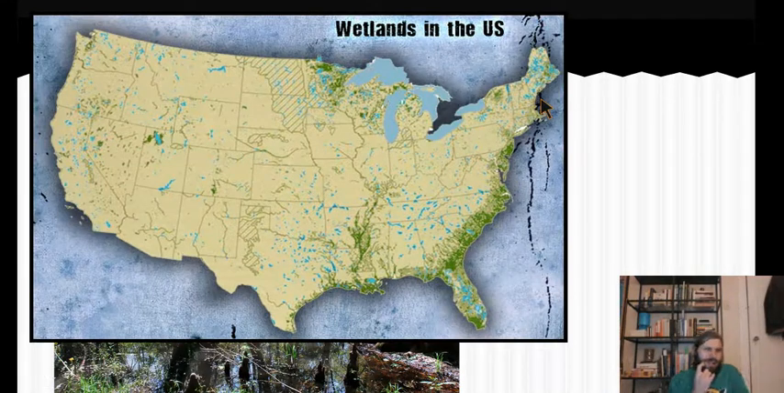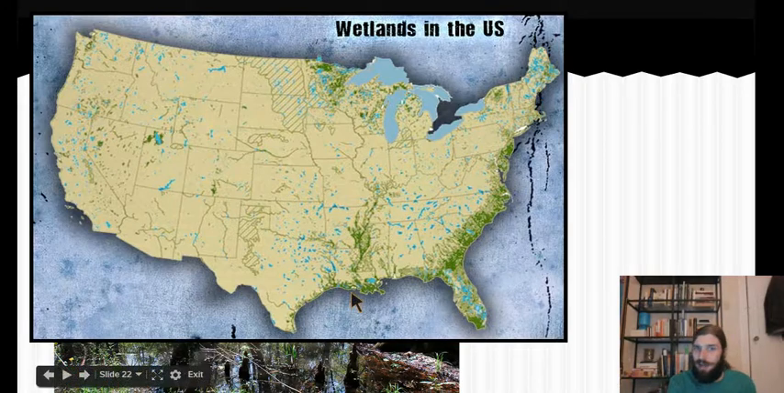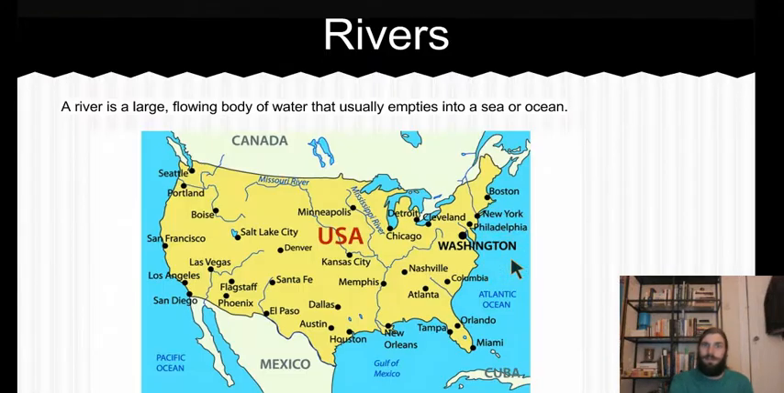Now, where are the wetlands in the United States? Well, we actually find them in our own backyard here in New Orleans near the Mississippi River. We also see many in Florida. We also see many in the southeastern part of the United States on the coast.